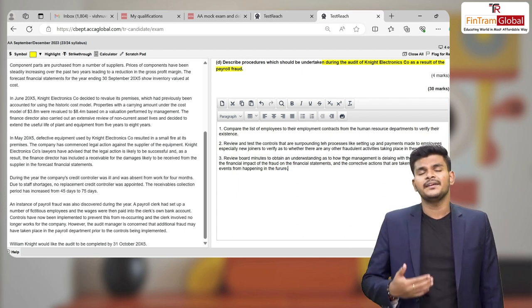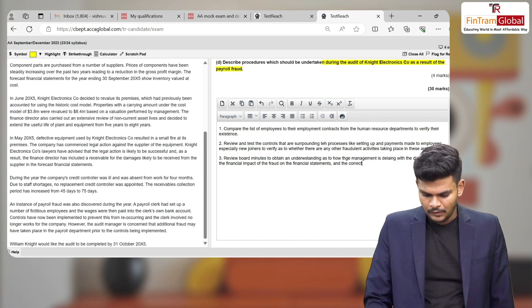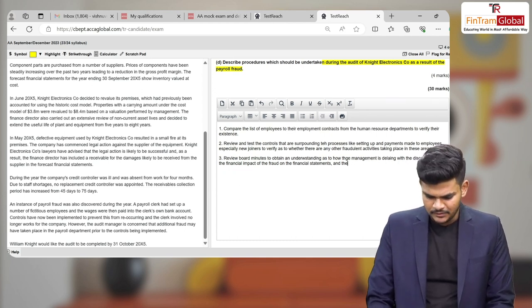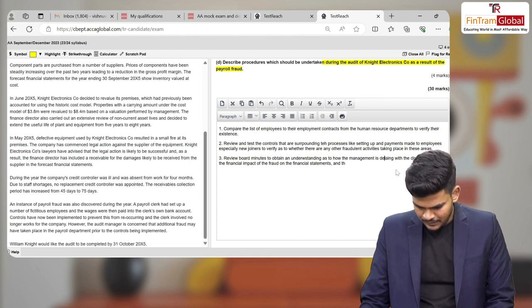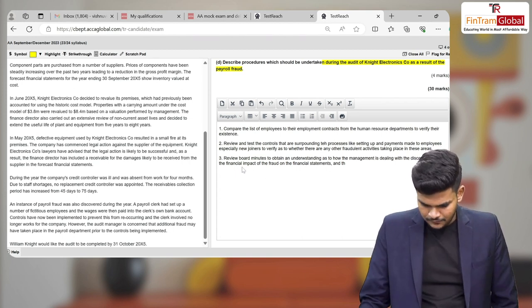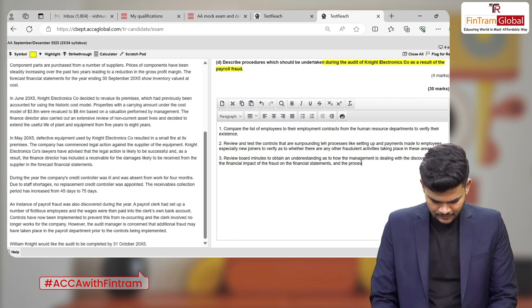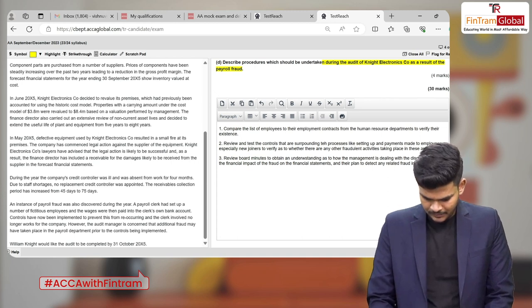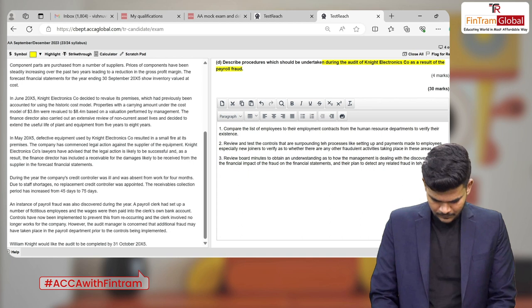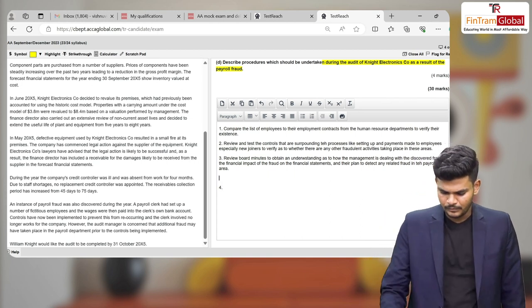Or you can phrase it in another way as well. Instead of saying what's going to happen in the future, let me just reread this line. How the management is dealing with the discovered fraud, the financial impact of the fraud on the financial statements, and the process or their plan to detect any related fraud in the payroll area, because that's more relevant, right? So yeah, in the payroll area. Okay, folks, this particular line would get you marks.